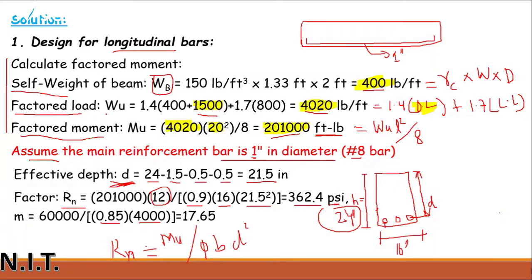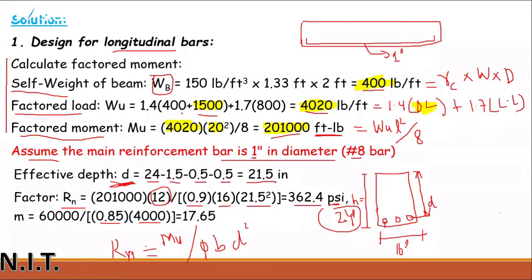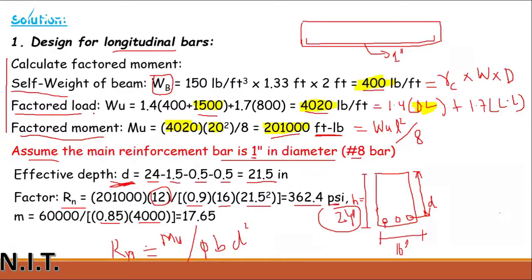Factored load can be calculated by this formula: 1.4 dead load plus 1.7 live load. There are two types of dead loads available: the self weight of the beam, that is 400, and dead load, which is given in the question, that is 1500 pound per feet. Just add these two values together and multiply with 1.4 and plus 1.7 multiplied by the live load, which is given in the question, that is 800. You will get the answer of factored load.